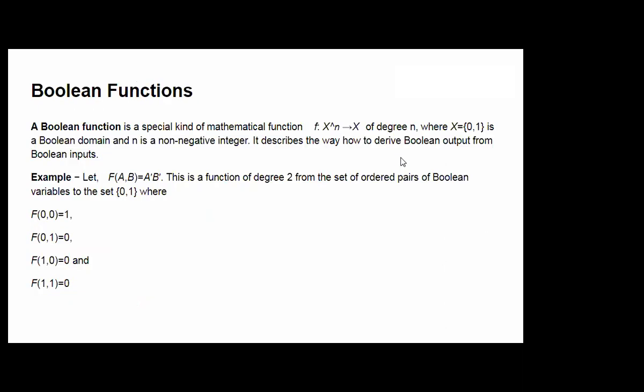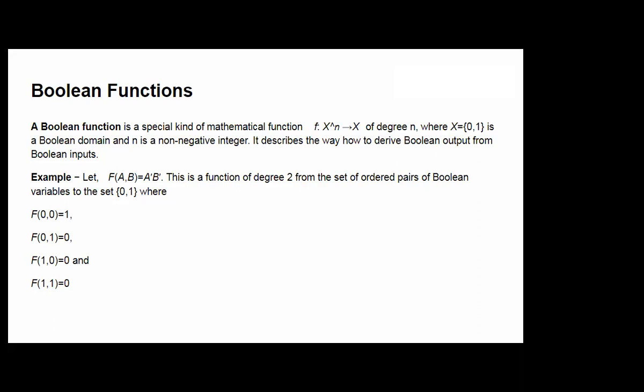Then it is the last part of the chapter, Boolean functions. What are Boolean functions? A Boolean function is a special kind of mathematical function f from X raised to n to X. It is of degree n, where X is equal to {0, 1}. It is a Boolean domain and n is a non-negative integer, again, it starts from 1 and goes up to infinity. It describes the way to derive Boolean output from Boolean inputs.